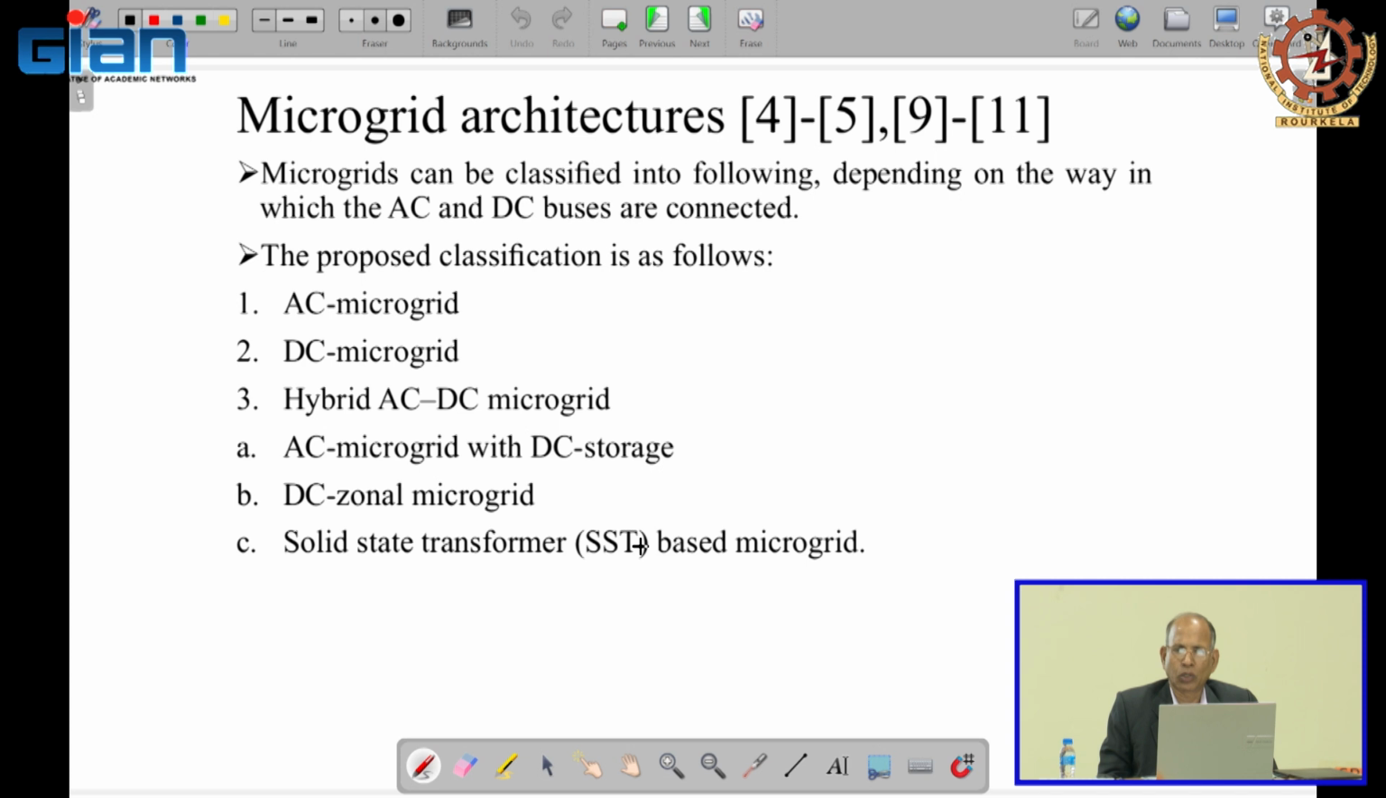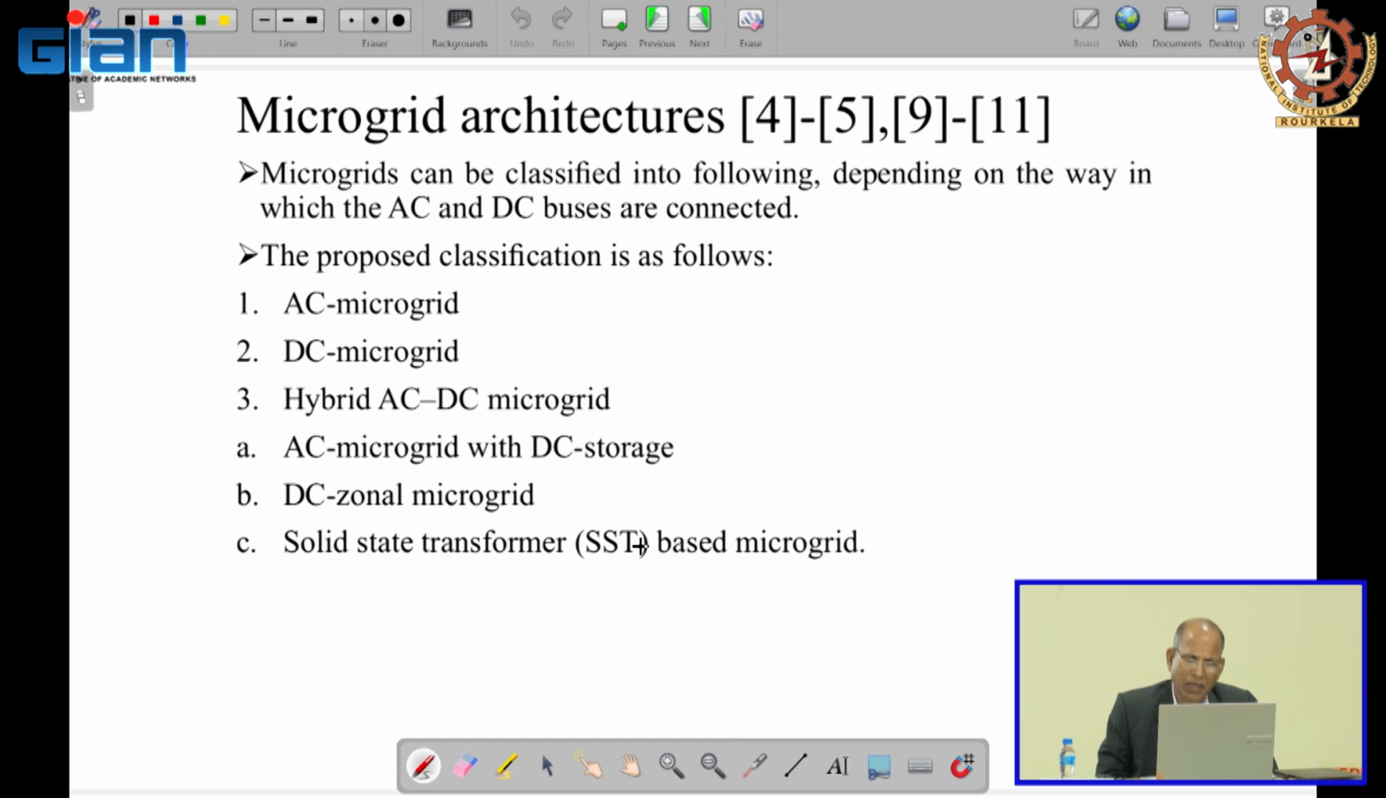It can be based on AC, or it can be based on DC. You cannot say both will be perfect. Both will have some pros and cons. So what could be an improved version? Maybe a hybrid AC and DC, which can try to be a little bit better than AC and DC alone.